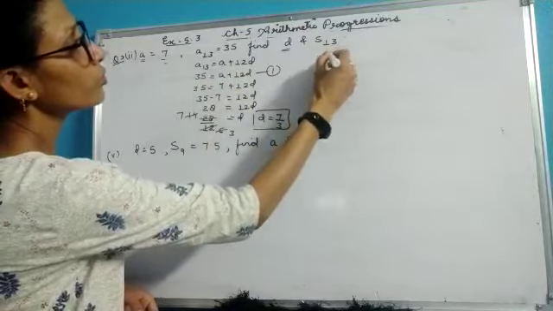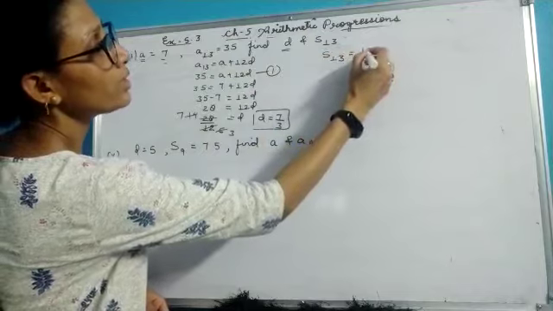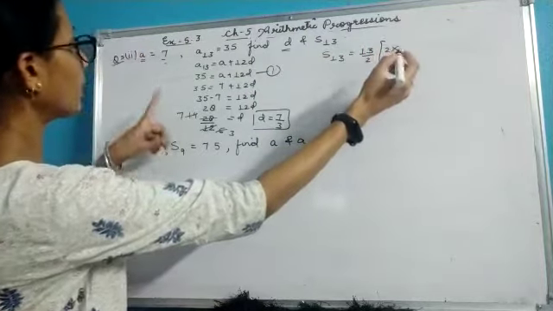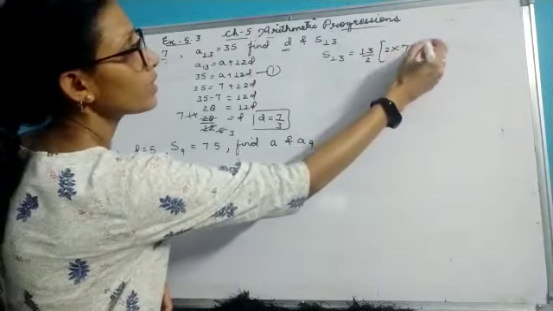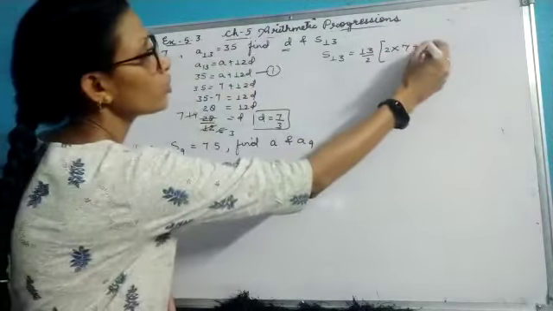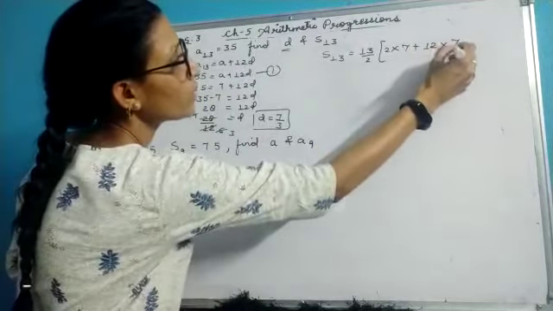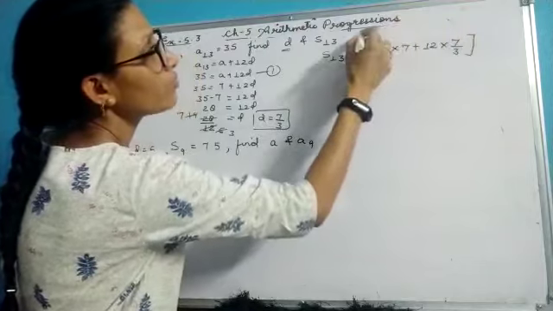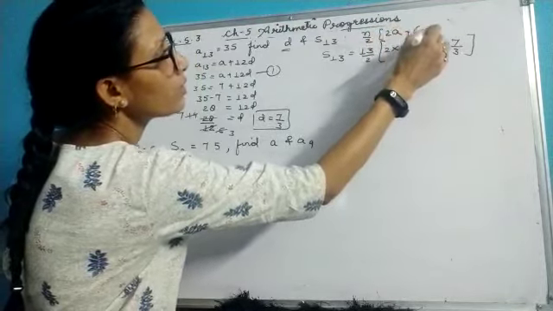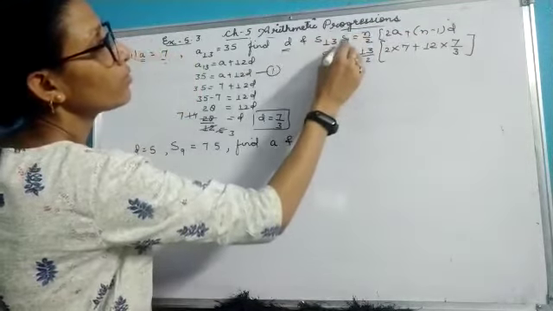Now you want to find out S13. So this will be equal to 13 by 2, which is n by 2, 2A, and A is your 7, plus n minus 1. N minus 1 means 13 minus 1, which is 12, into D, which is your 7 by 3. So write 7 by 3. I have just put it in the formula 2A plus n minus 1 into D. This is the formula which I have used here for Sn.